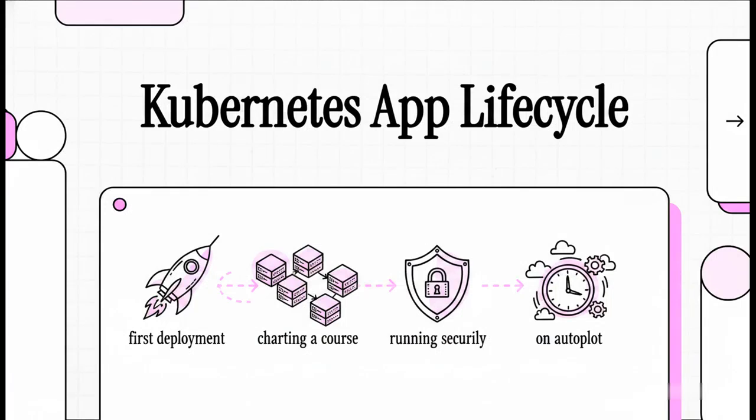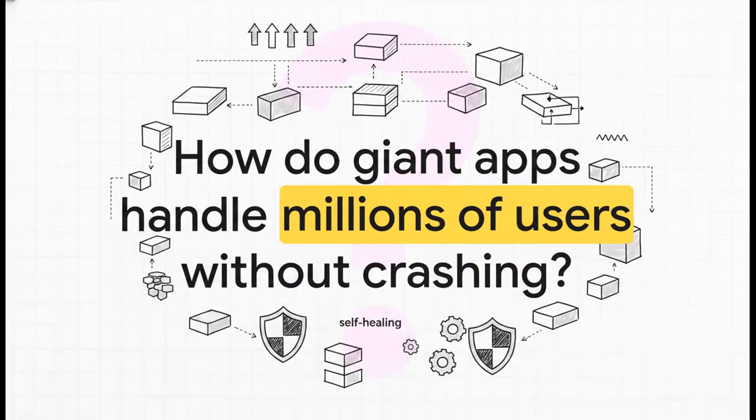All right, let's jump right in. Today, we're going on a developer's journey through the complete lifecycle of an application on Kubernetes. We're going to see how it goes from an idea to something that can run securely and automatically at a massive scale. I mean, you've probably wondered about that, right?